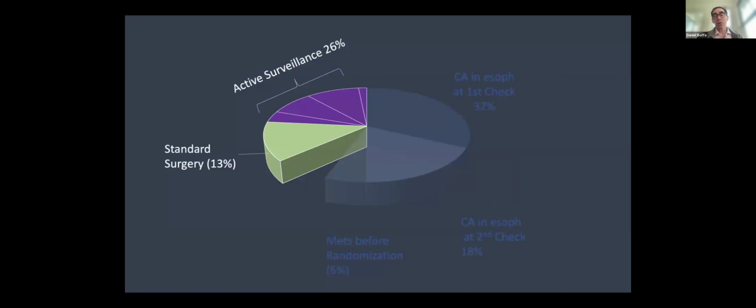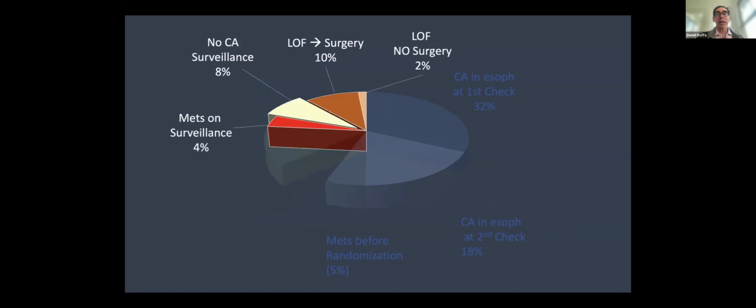And then if you look at the groups that underwent either the active surveillance or the standard surgery, it's a much smaller subset. And if we really focus on the active surveillance group, which is about a quarter of the patients that started all of this, and break them down, you can see that about 4% of them developed mets, systemic metastases, while they were undergoing active surveillance.